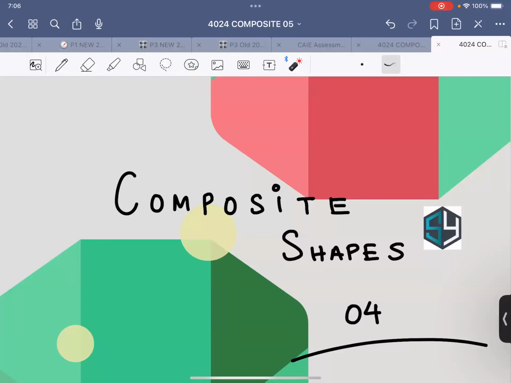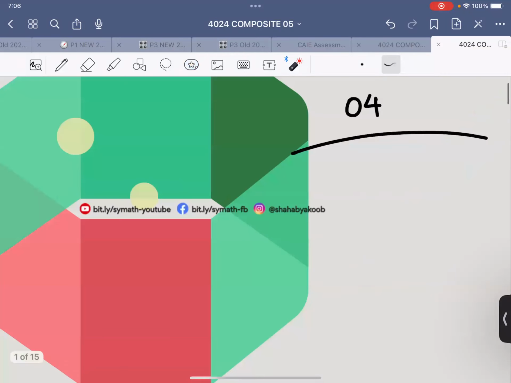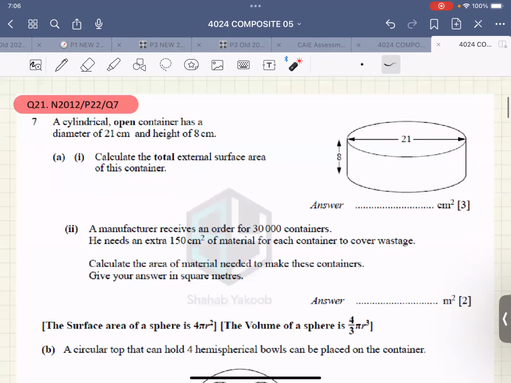We are starting with more questions on composite shapes. That is part 4. Let's first look at the question. This time we will read the whole question and then we will do it part by part.